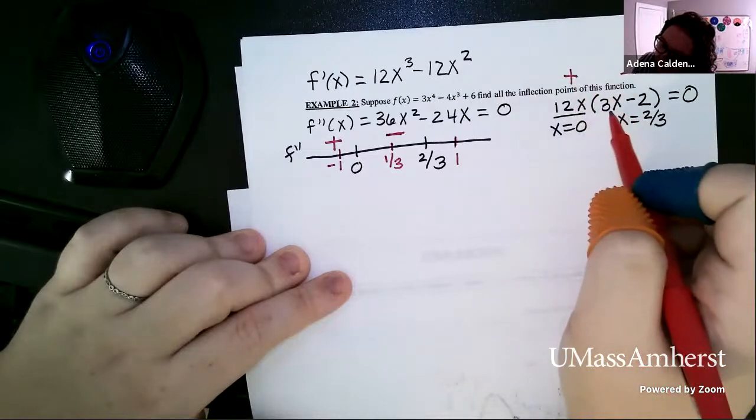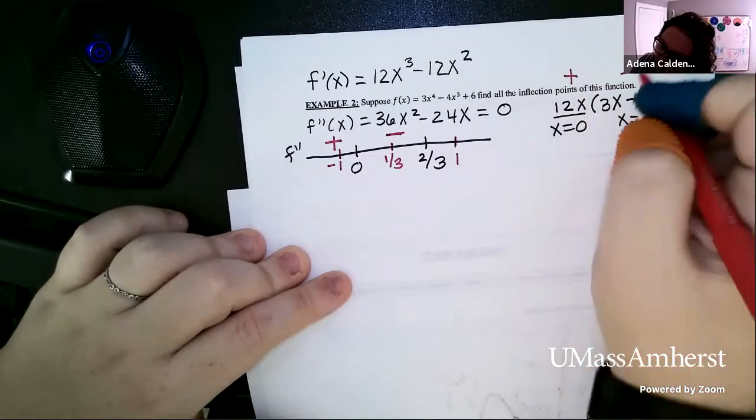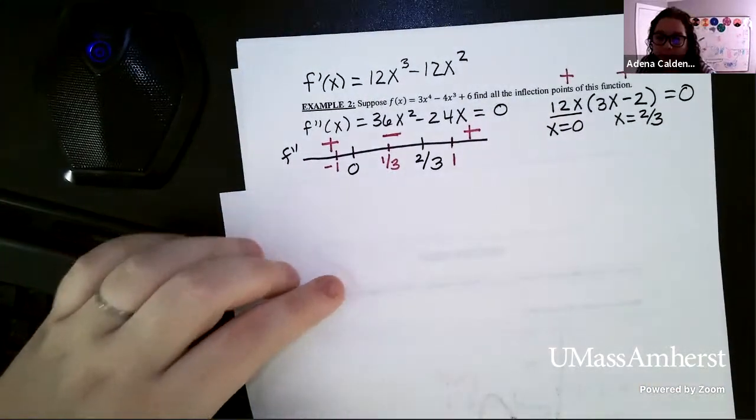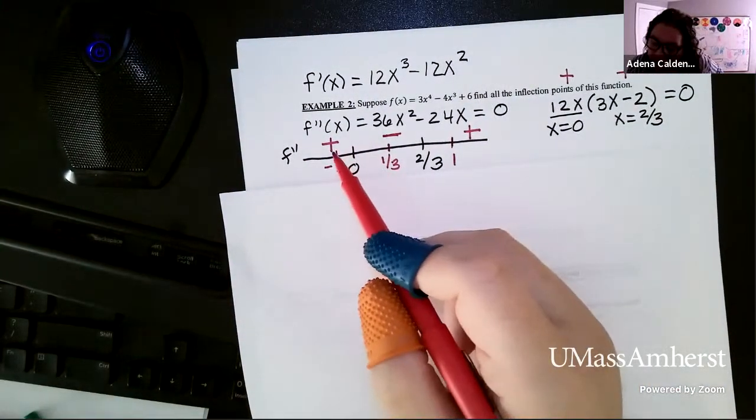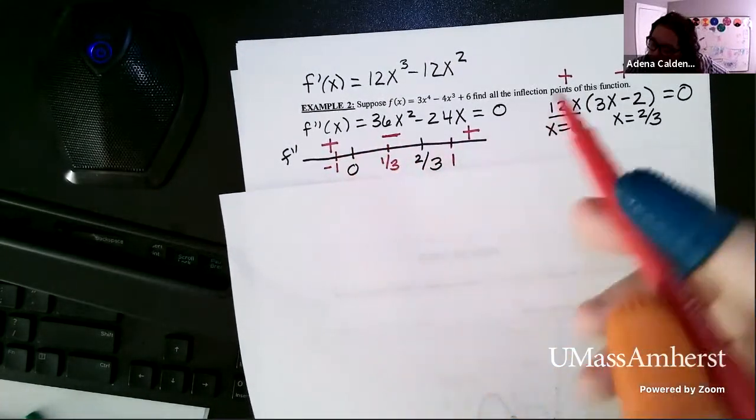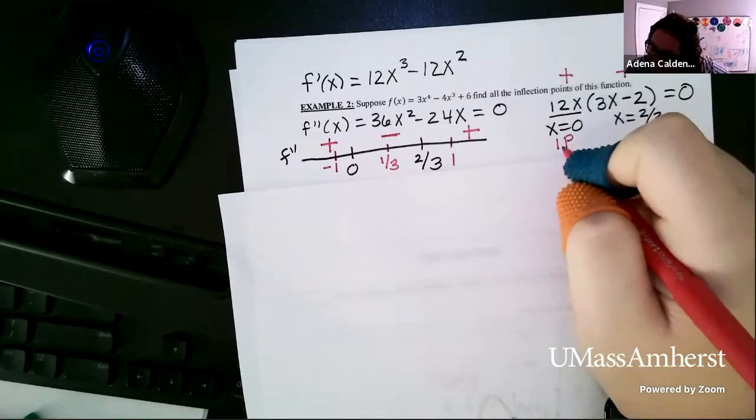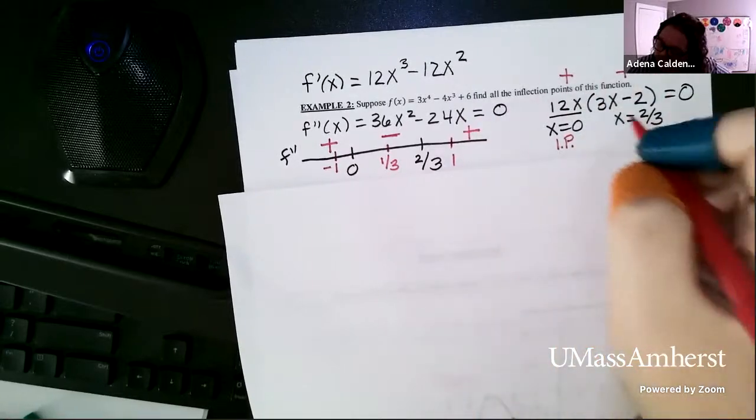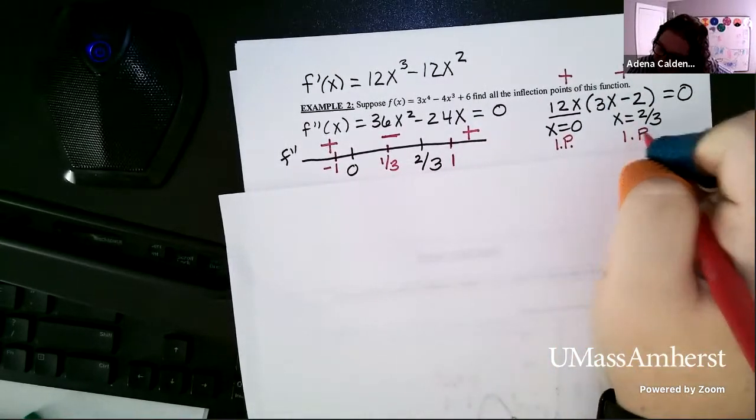12 times 1 is positive. 3 times 1 minus 2 is also positive. Positive times positive is positive. So what I see here is that around 0, I change from positive to negative. So I change signs. So that is an inflection point. And then I see around 2/3, I go from negative to positive. So that is also an inflection point.